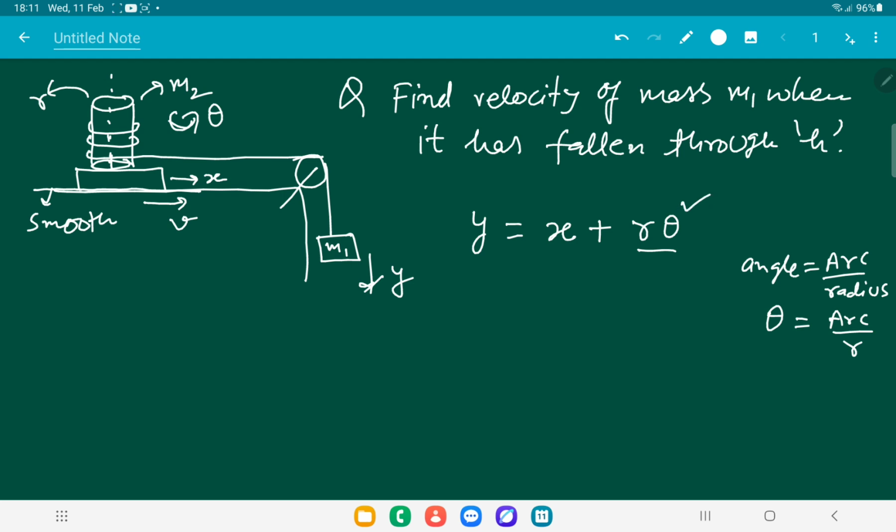So this is the increment in length because of the unwrapping of the rope, and this is the distance covered by the mass M1 in the downward direction. Mass moved by the stand towards the pulley.